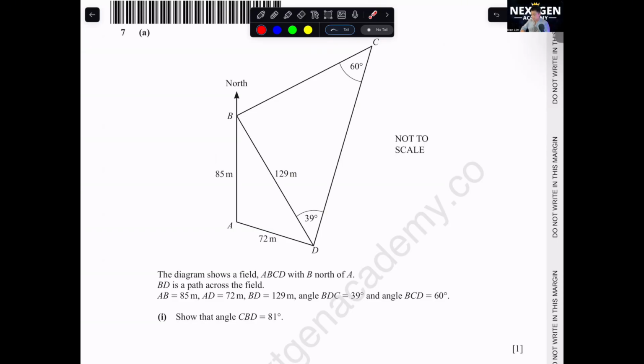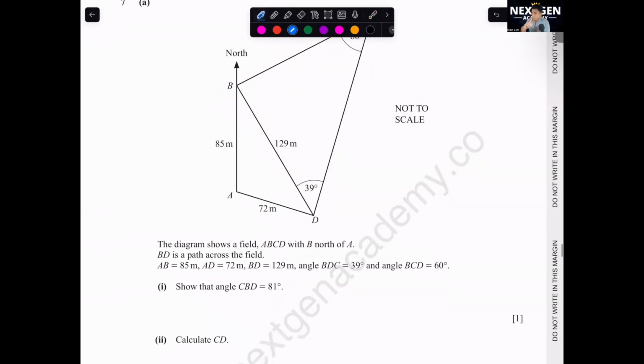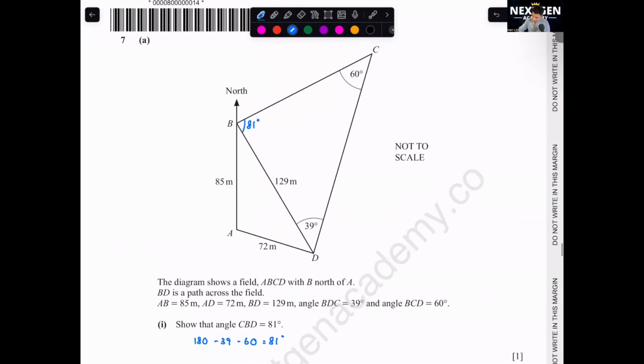Okay, show that angle CBD is equal to 81 degrees. CBD, this is a triangle, so very easy. You can just take 180 minus 39 minus 60, which is equal to 81 degrees. Okay, label this now. This is 81. Okay, next one. Calculate CD.